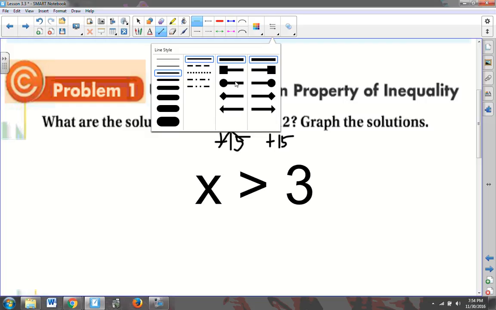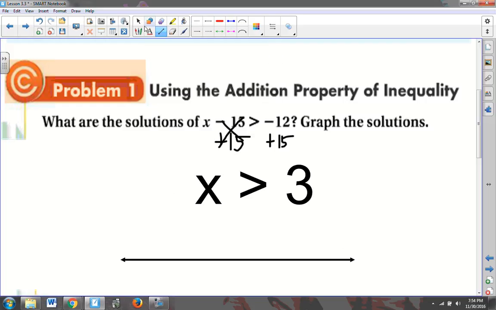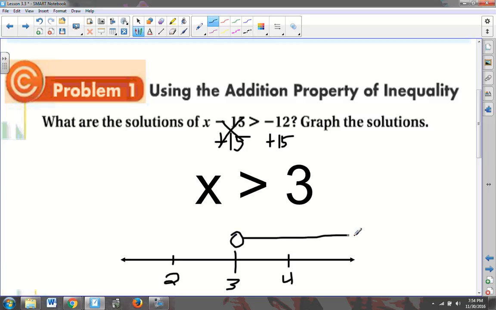And then they also want me to graph the solutions, which means make a number line, and then make a graph for this inequality. So here I will put 3, here I'll put 4, here I'll put 2. Now this should be an open circle because there is no equal to line, so I'll put an open circle right there at 3. I want my x numbers bigger than that, so the arrow is going to point this way.